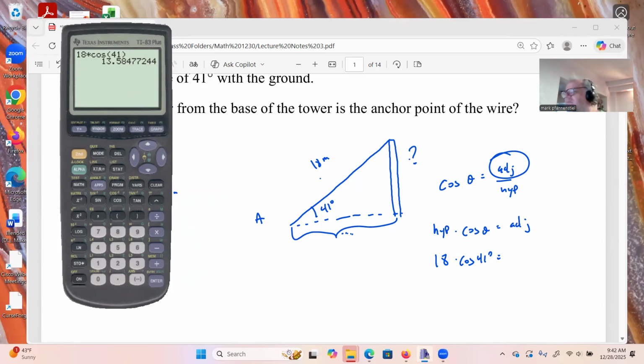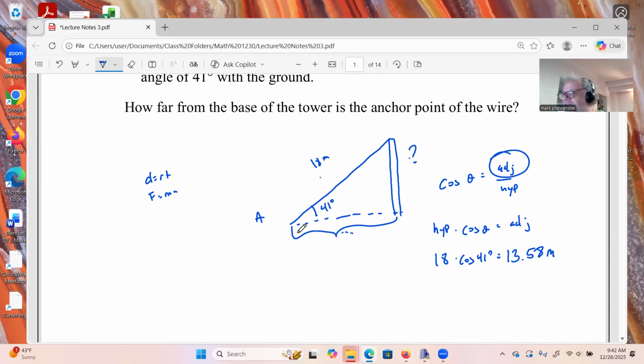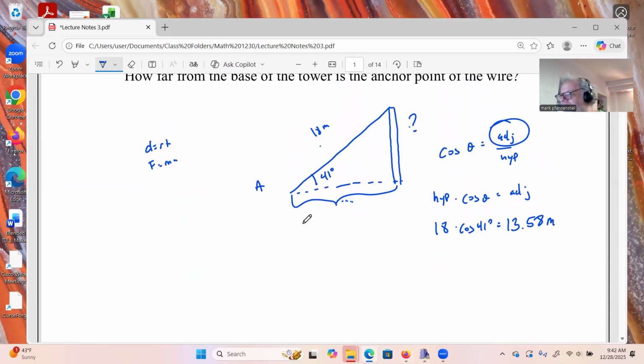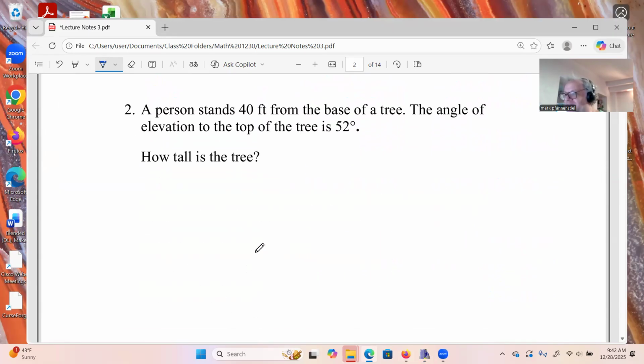And we should probably express your answer to two decimal places kind of a thing here. So we would just say 13.58 meters, because that's kind of the answer they're going to want. Okay, so that's kind of how you do those kinds of problems. We have a few more. And it's important to be able to solve these problems. This is the whole point of being able to do this.